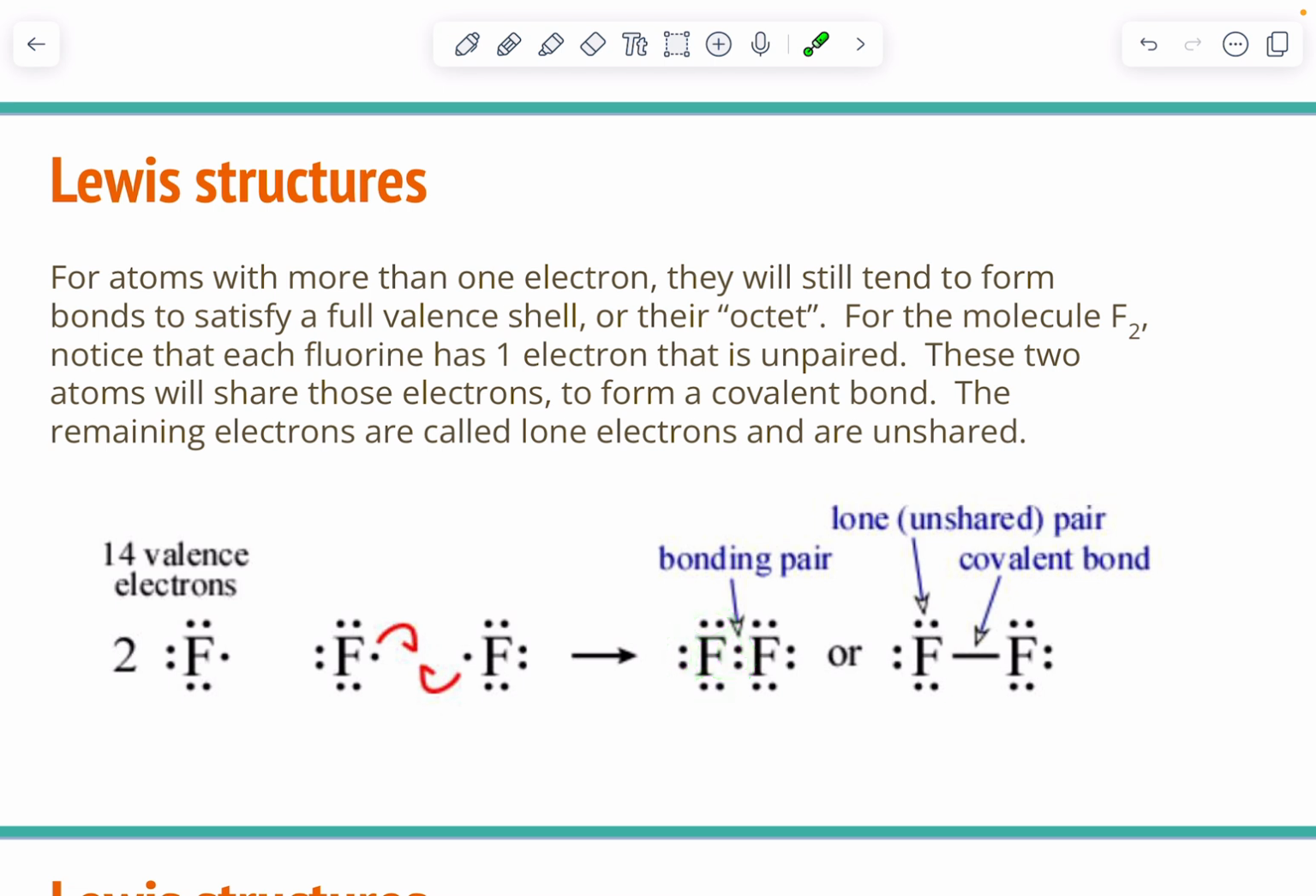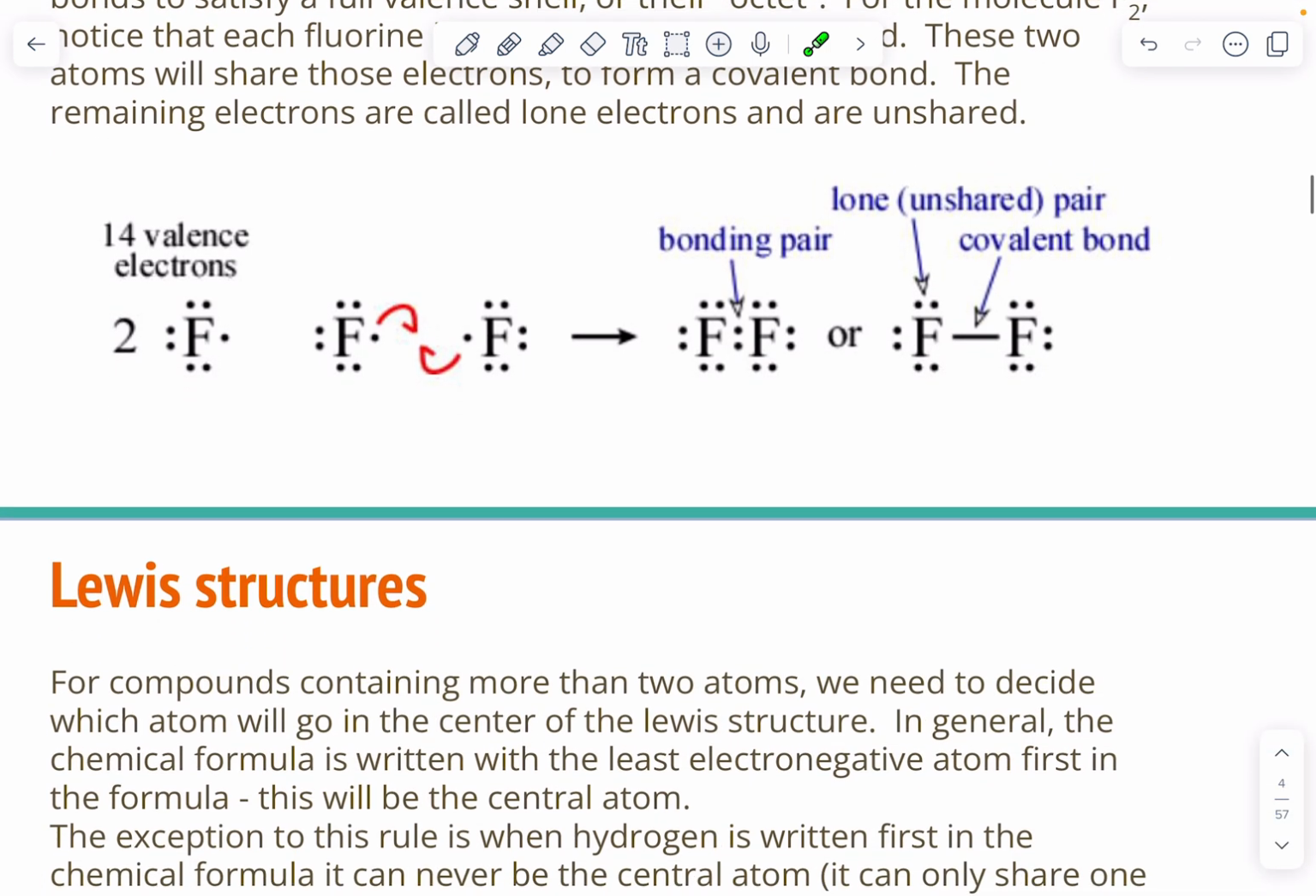You'll notice that we again replace that shared pair of electrons with a single line representing the covalent bond. If we think about each fluorine, the fluorine on the left would have 8 electrons, and the fluorine on the right would also have 8 electrons, because those 2 electrons in the middle would be assigned to both atoms. This is just an example with a few more valence electrons, making a distinction between the lone pairs and the bonding pairs of electrons in a Lewis structure.